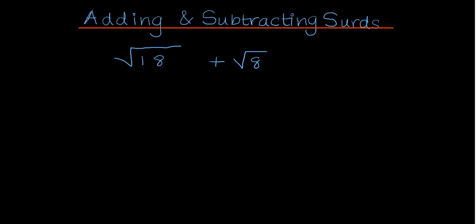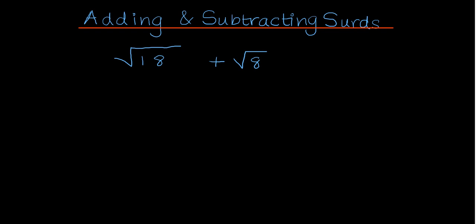So adding surds reminds me a bit of collecting like terms in algebra, where you can only add if you have the same letter, same power. When you want to add or subtract surds, they should have the same square root. So in order to add surds, the first thing you need to try and do is, if it's in this form, you need to try and simplify it, and that's the previous video we did.